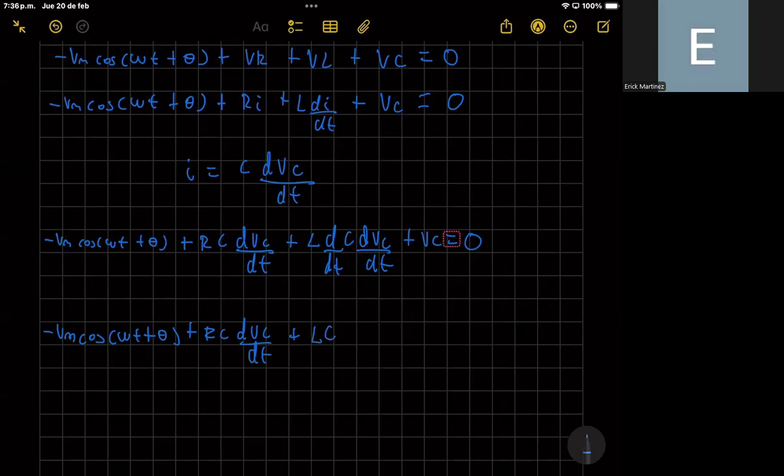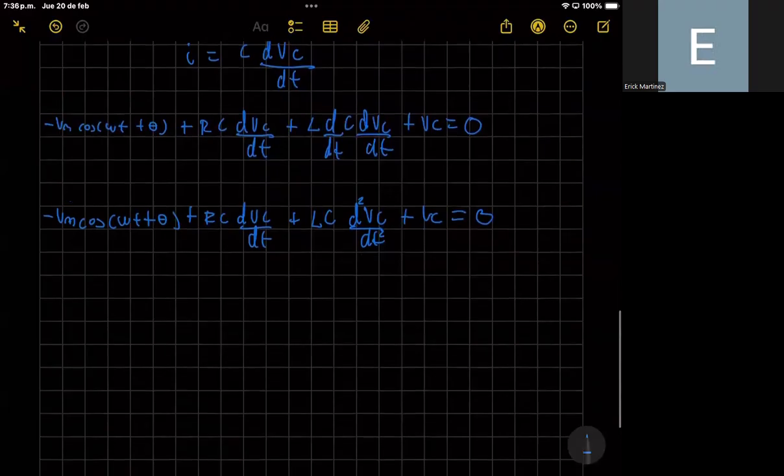I can extract the C value, this constant term, out of the derivative because it is a constant. And I will have that the derivative of the voltage of the capacitor with respect to time becomes a double derivative, because the only thing that changes with time is the voltage of the capacitor in this expression, plus the voltage of the capacitor, and this is equal to 0.